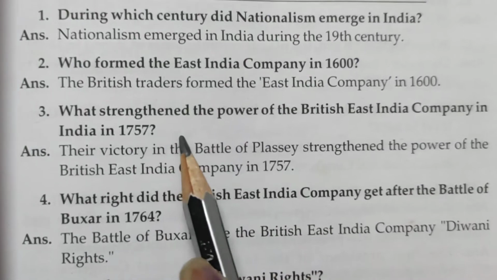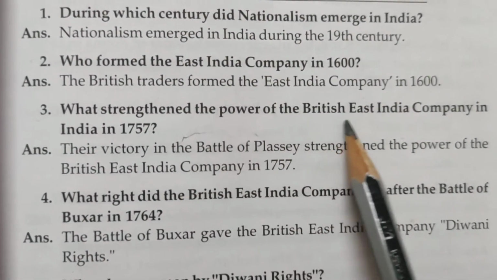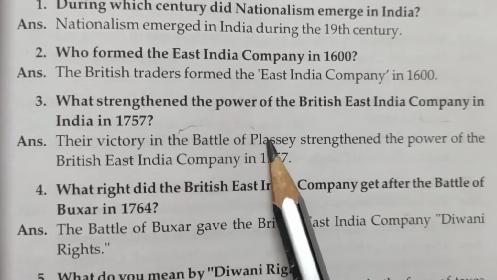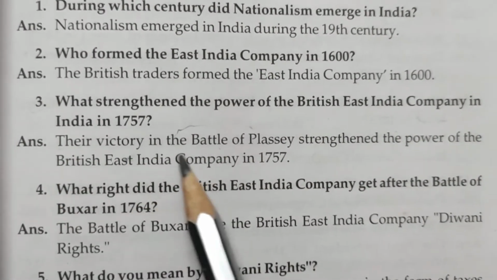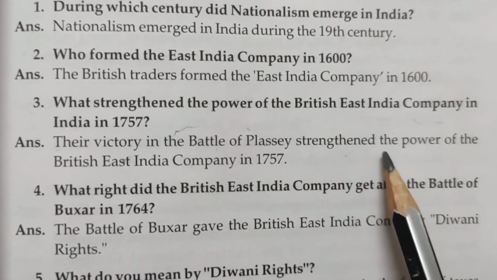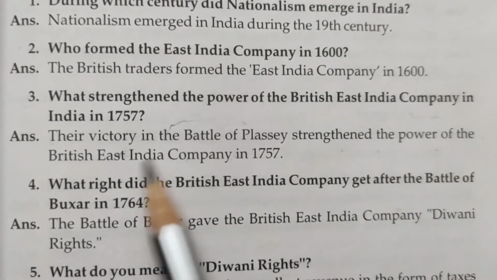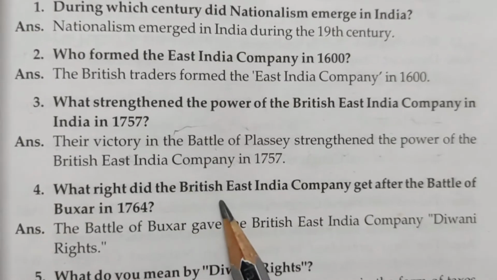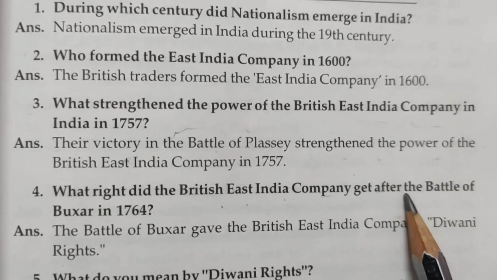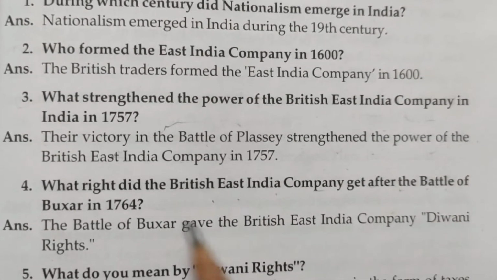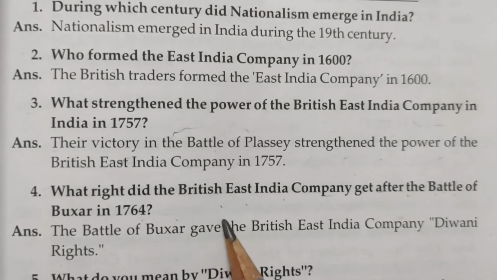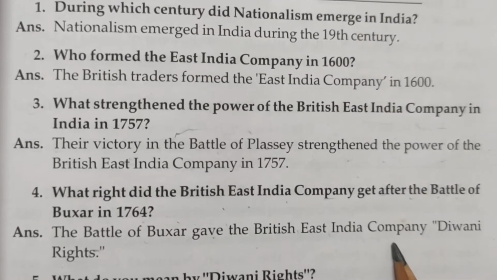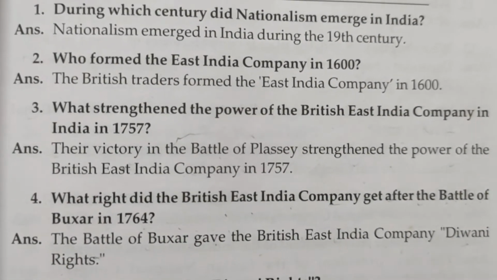Third, what strengthened the power of the British East India Company in India in 1757? Answer. Their victory in the Battle of Plassey strengthened the power of the British East India Company in 1757. What right did the British East India Company get after the Battle of Buxar in 1764? The Battle of Buxar gave the British East India Company Diwani rights.